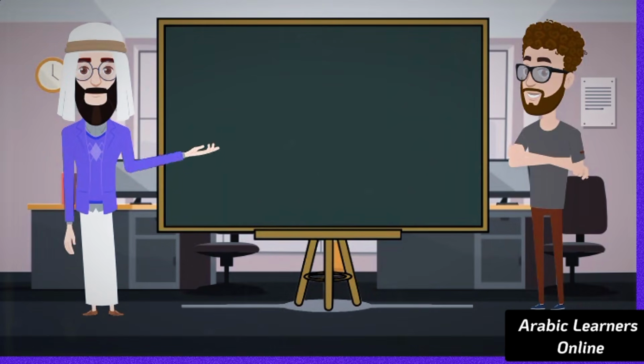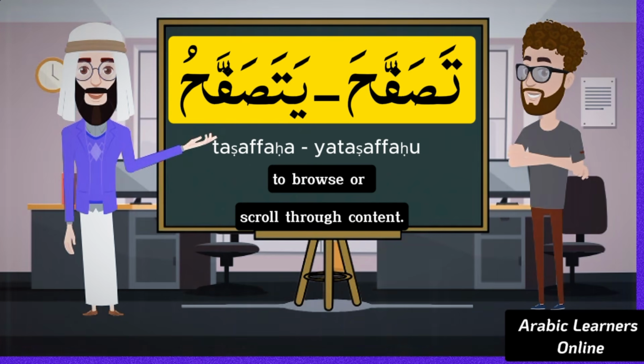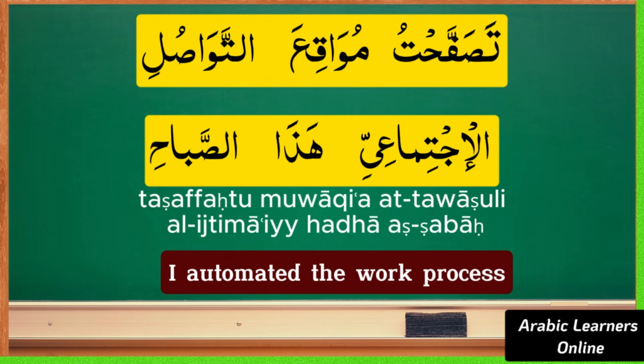For browsing, we use تصفح يتصفح, which means to browse or scroll through content. Your sentence. تصفحت مواقع التواصل الاجتماعي هذا الصباح. In English, I browsed social media sites this morning. Say it with me. تصفحت مواقع التواصل الاجتماعي هذا الصباح. Breakdown. تصفحت, I browsed. مواقع, sites of, possessive case. التواصل الاجتماعي, social communication. هذا الصباح, this morning.